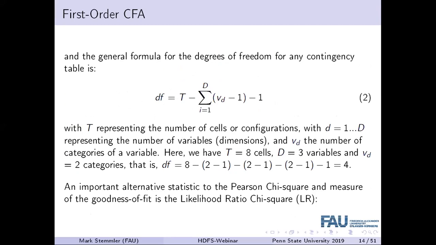Well, we are dealing with chi-square values. We are dealing with degrees of freedom. And here is a formula for any possible contingency table to calculate the degrees of freedom. T represents the number of cells or configurations, D the number of dimensions or variables, and V with the subscript D the number of categories of a variable. So if we have T equals 8 cells, 3 variables, each dichotomous, we have 4 degrees of freedom.